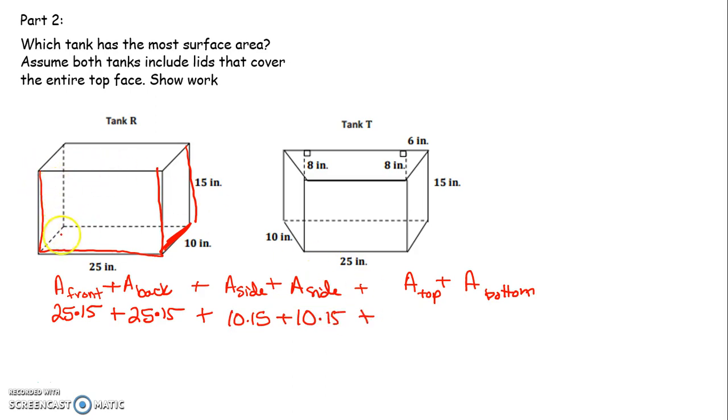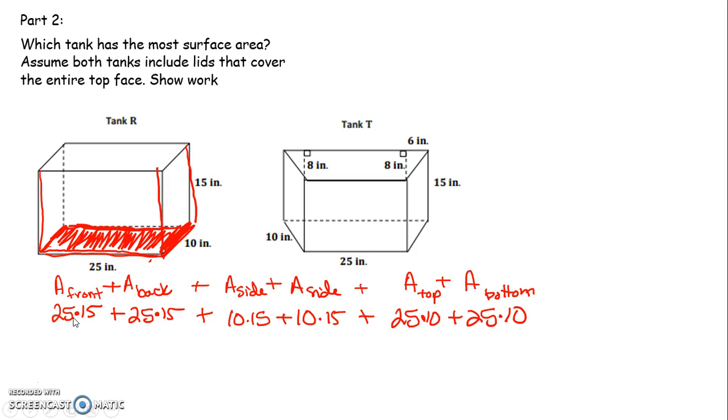Area of the top and the bottom. Let me outline the bottom. The dimensions on the bottom are 25 by 10, as I shade in that bottom, 10 by 25. So the area of the top and bottom is 25 times 10. All right, there we go.